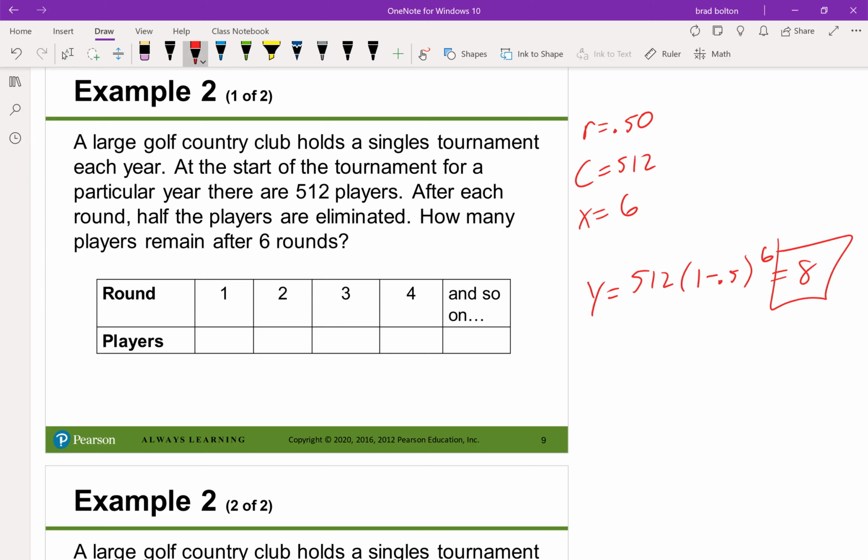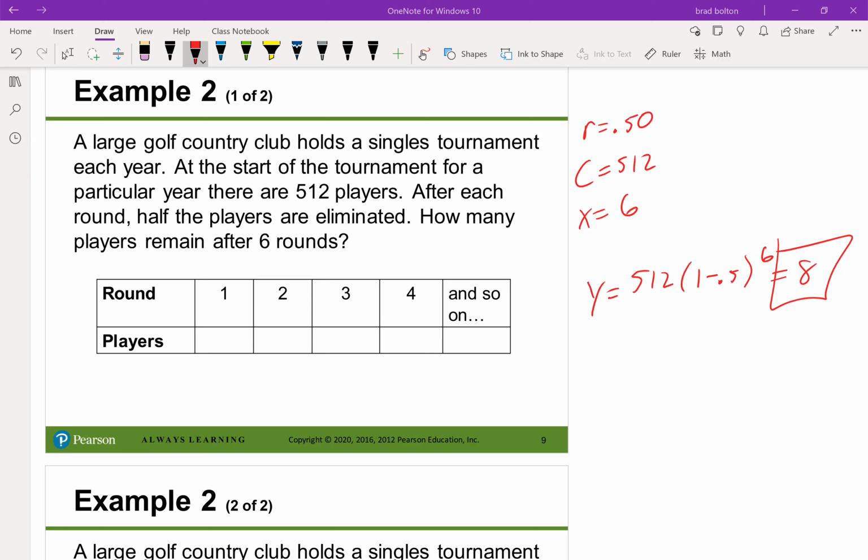Now, if they ask me to answer all these questions for the table, once again, I would just go to Y equals, and I would say 512 times 1 minus 0.5 to the power of X. And then we graph, and now we go into zoom fit so I can get a better look at this. There we go. See how it's decaying, it's getting smaller and smaller. So let's go to second table. At 0, before it started, you have 512.